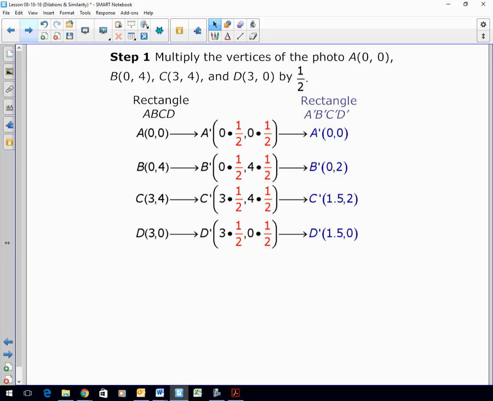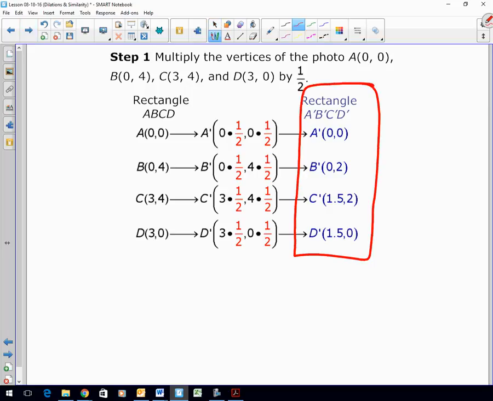But understand, what's our end result here? If I multiply each of those coordinate points times 1/2, which is the same as 0.5, then I would get this end result: 0, 0, 0, 2, 1.5, 2, 1.5, 0. Right?